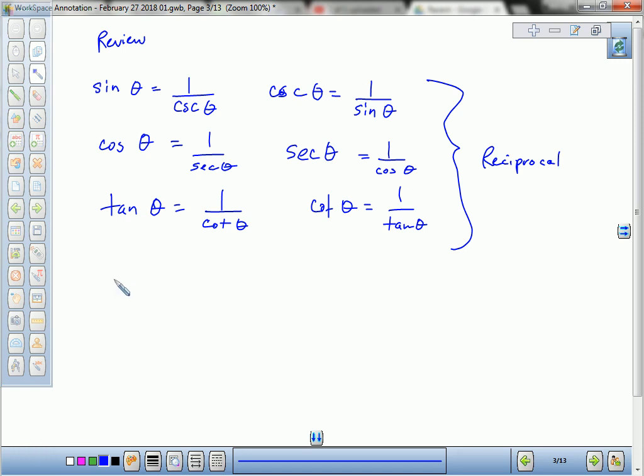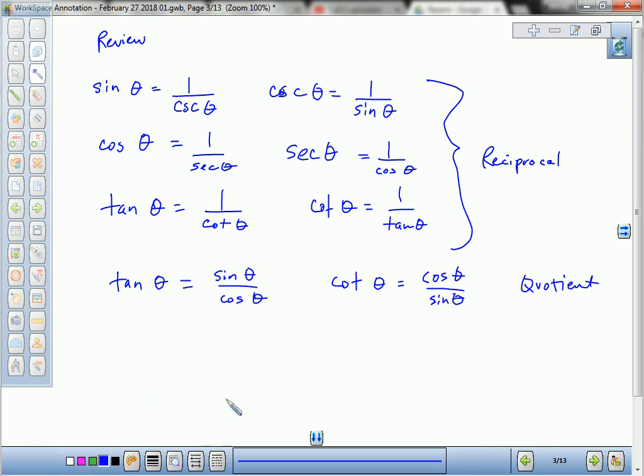We talked about our quotient identities, where tangent, because it is y over x, could really be written as sine of theta over cosine of theta. And cotan can be written as cosine of theta over sine of theta. So those were our quotient identities. All right, and these were all in yesterday's notes.